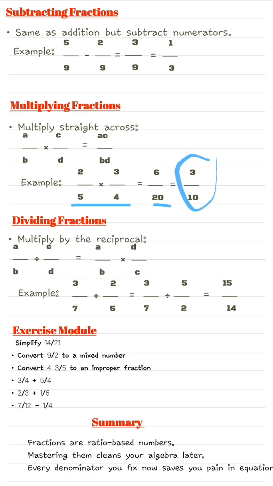D. Division of fractions. To divide fractions, you use a simple rule: multiply by the reciprocal. The reciprocal means you flip the second fraction, which is the divisor. Example, 3/7 divided by 2/5 becomes 3/7 multiplied by 5/2, which equals 15/14.